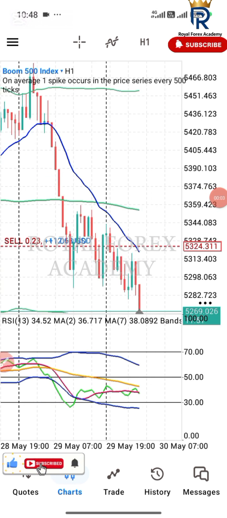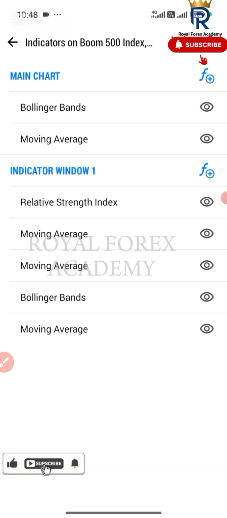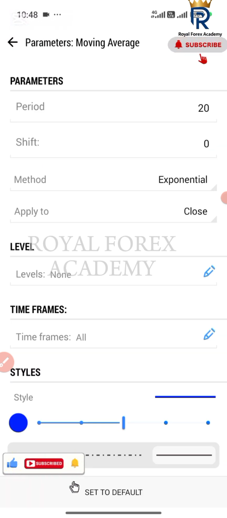Here is a quick one on how I made this trade entry, and this is exactly what I'll be sharing with you. So I use a few indicators: my Bollinger Band, the period is 130, deviation is 2.0, shift is 0, apply to close. If you are conversant with this channel, you will know that this is my favorite indicator, not because I trade an indicator strategy, but because this is the system that works for me. And the most important thing is you getting a system that works for you and sticking to that system.